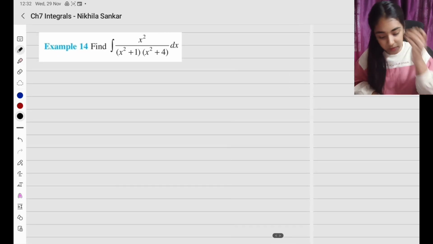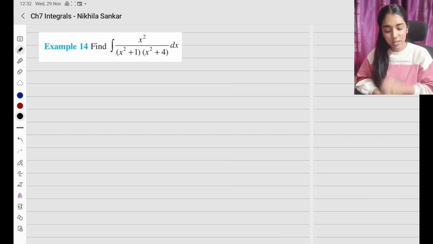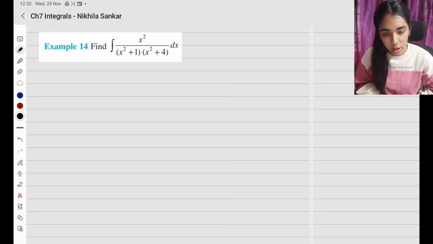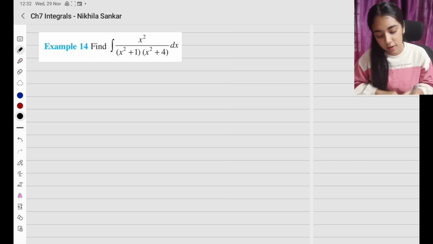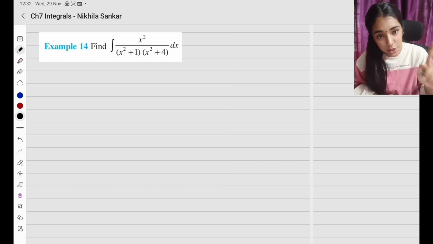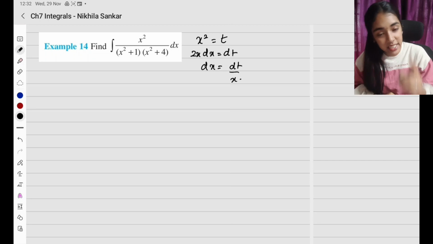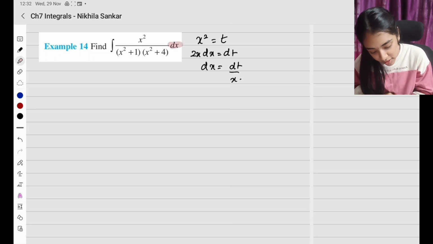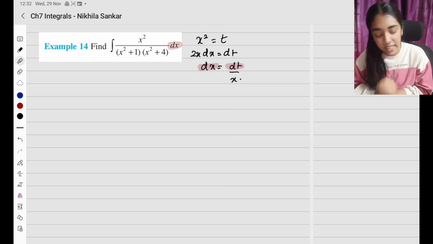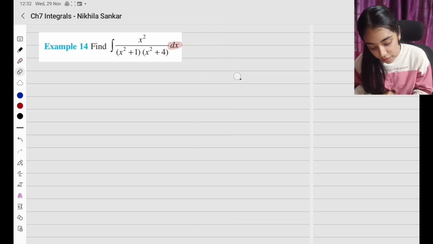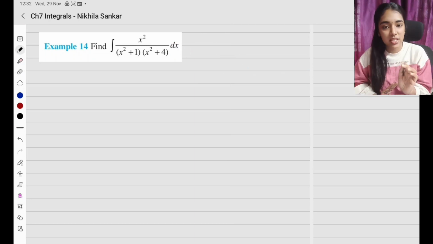Example 14. Okay, in that what do I see? The power in the numerator is x square, denominator x power 4. It satisfies the equation. But in that I see there is x square, so it is a long process to solve. So I am not going to do substitution. Substitution, always remember, x square equals t, so 2x dx equals dt, so dx equals dt by x. This is substitution because I am changing the variable itself from dx to dt. But in the question we are only going to put a value for x square for simplicity.